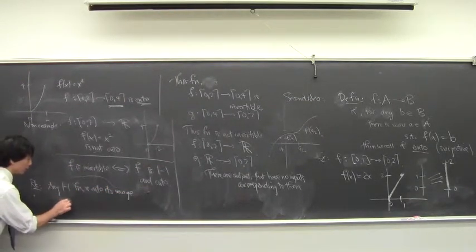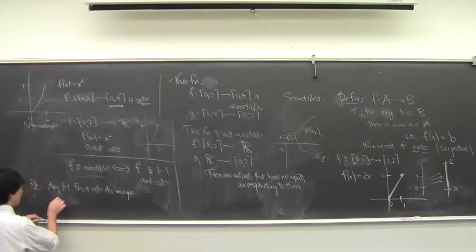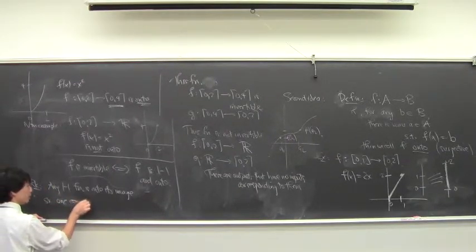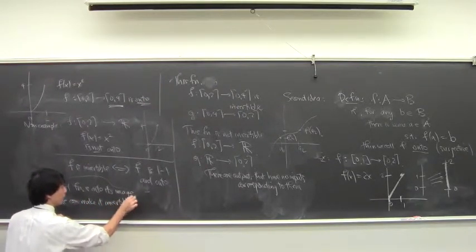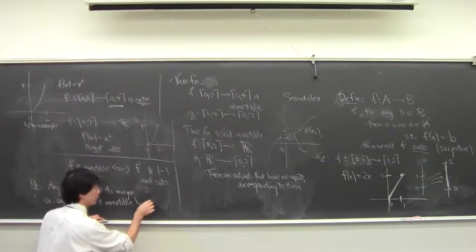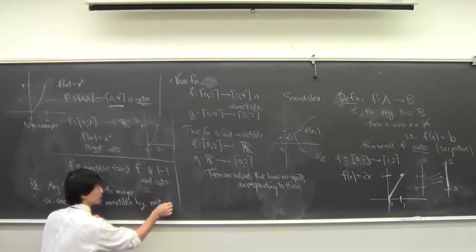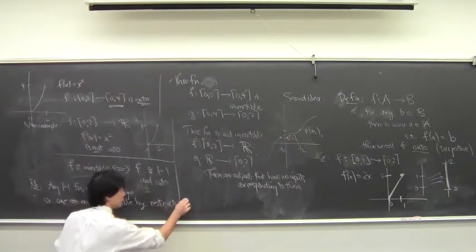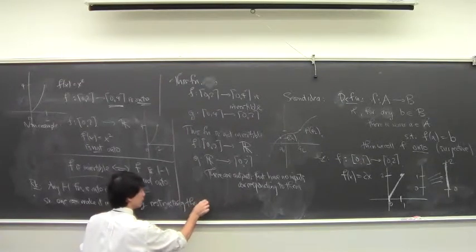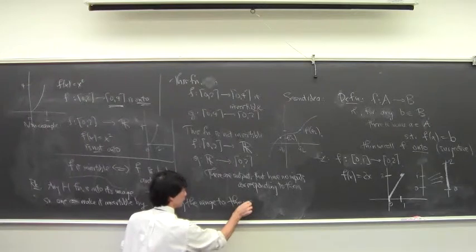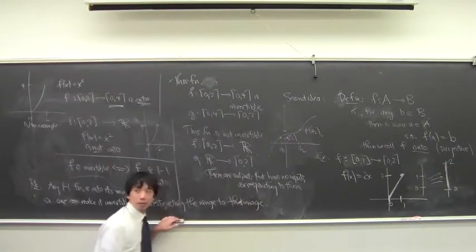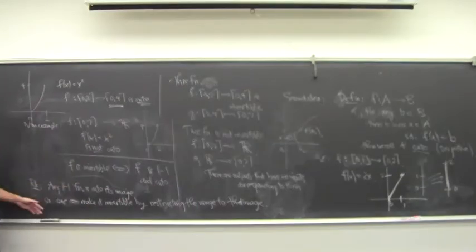So one can make it invertible by restricting the range to the actual image. To that image. So yeah, it's kind of silly.